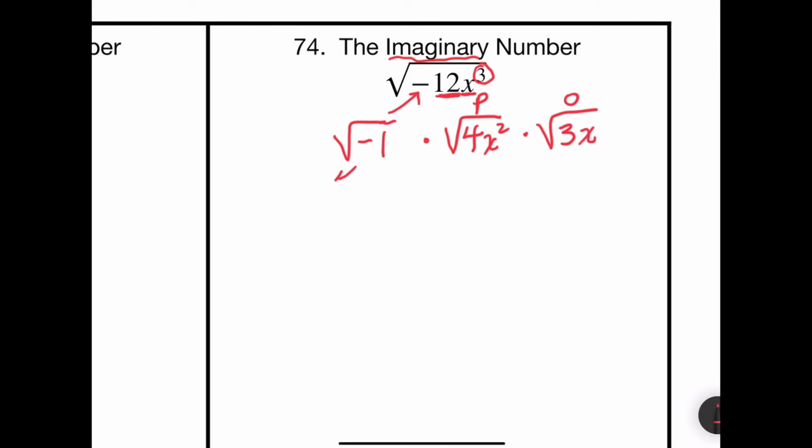So remember, the square root of negative 1 is the imaginary number i, and the square root of 4x squared is 2x. So I would write that as 2xi, and all I can do is express the other, square root of 3x.